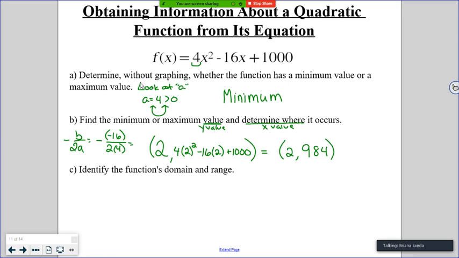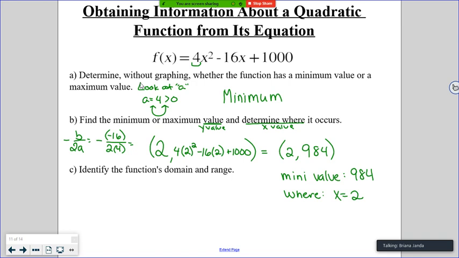Okay, so again, we know our graph looks something like this. We know its minimum value is happening somewhere here. So the minimum value is 984. Where it happens? At x equals 2. Answering those two different questions.